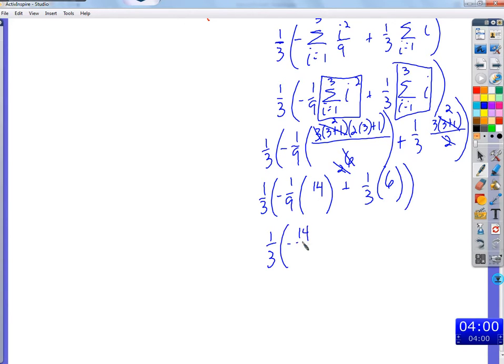9 plus 6 divided by 3 is 2. So 1/3 times, we get -14/9 plus 18/9, so we got 4/9. So we got 4 over 27.